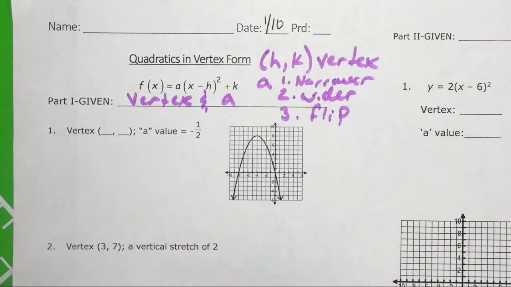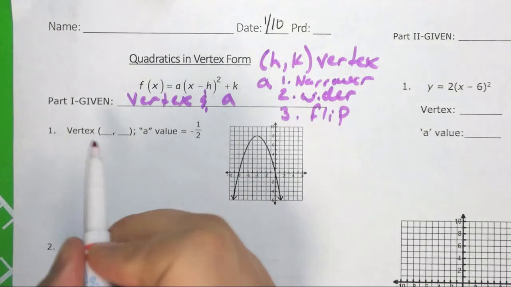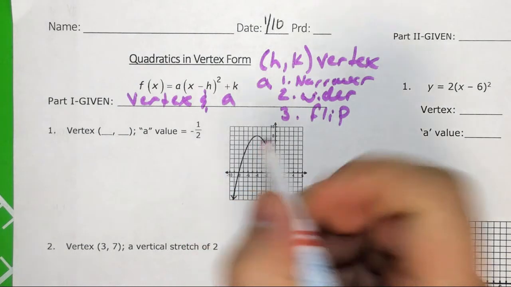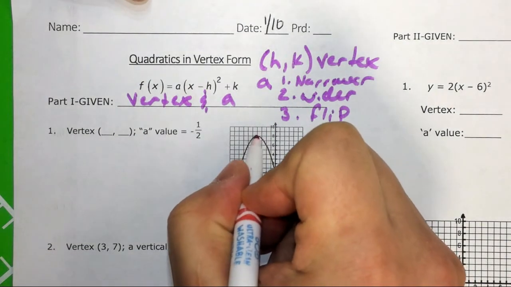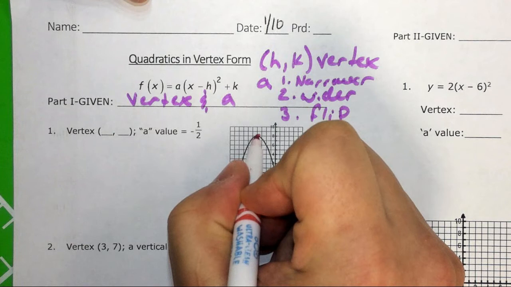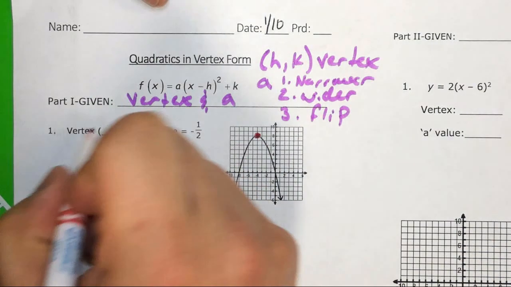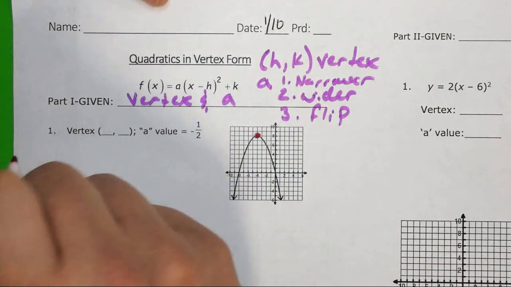So if we look at this, we're actually not given a vertex in this case, but what we are given is the graph. It's over here. So we can find the vertex. Remember, the vertex is the highest or the lowest point. In this case, we've got a maximum right here. With that maximum, we can write the value: we've got negative 4, 8.